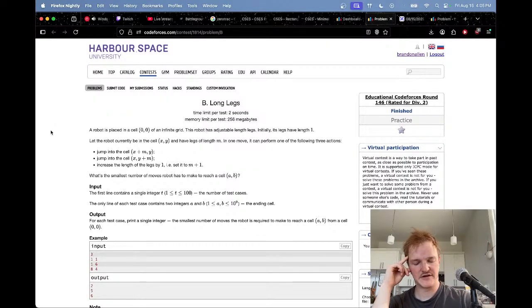Long legs. I liked that movie. The robot is placed in cell 0, 0 on an infinite grid. The robot has adjustable length legs. Initially, its legs have length 1. Let the robot currently be in cell X, Y and have legs of length M. In one move, it can perform the following 3 actions. So go up by M in either direction or increase the length of the legs by 1. What's the smallest number of moves the robot has to make to reach a cell A, B?